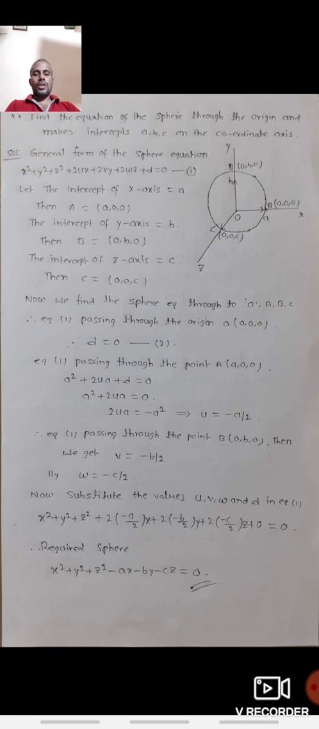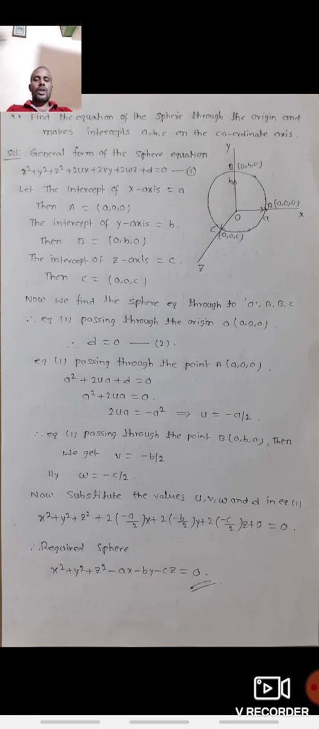At the same time, equation 1 is also passing through the point A (a, 0, 0). Here a is the intercept on the x axis, which means the y and z coordinates are 0. So from equation 1 we get a² + 2ua + d = 0. But from equation 2 we have d = 0. So a² + 2ua = 0. So 2ua = -a², u = -a/2.